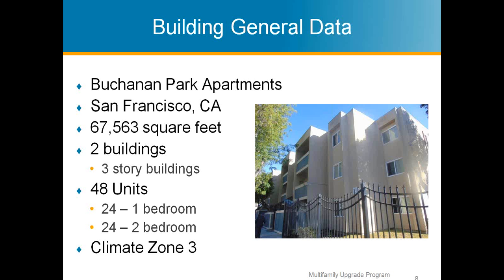The project we're going to be discussing today is 2 buildings located in San Francisco, and they're roughly 68,000 square feet. It's a multifamily property with a total of 48 units, and we'll be in climate zone 3.